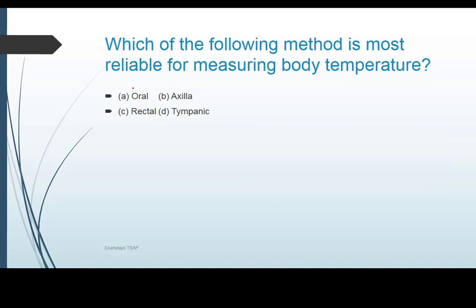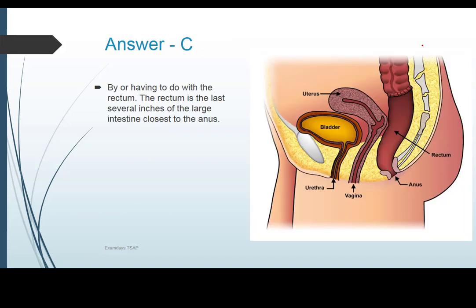Next question. Which of the following methods is most reliable for measuring body temperature? A, oral; B, axilla; C, rectal; D, tympanic. The correct answer is option C. Rectal is the most common method of measuring body temperature. Rectal has to do with the rectum, which is the last several inches of the large intestine closest to the anus.